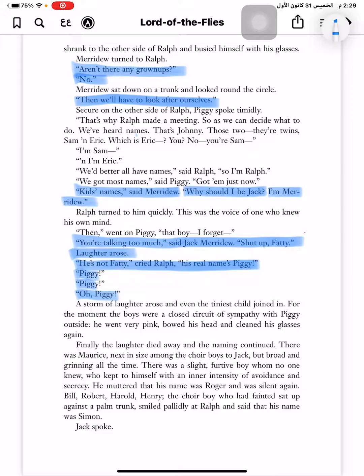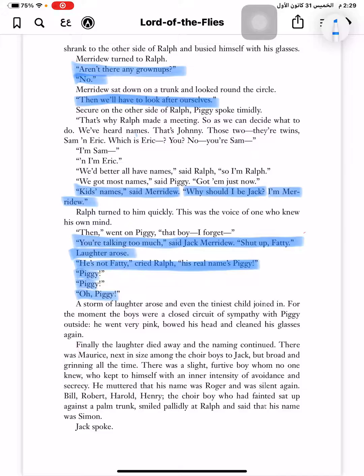Once again, Piggy was laughed at, as usual, before that by Ralph. Now all the other kids know that the second boy's name is Piggy, and this will put him outside the circle of the boys, as if he doesn't belong to them.